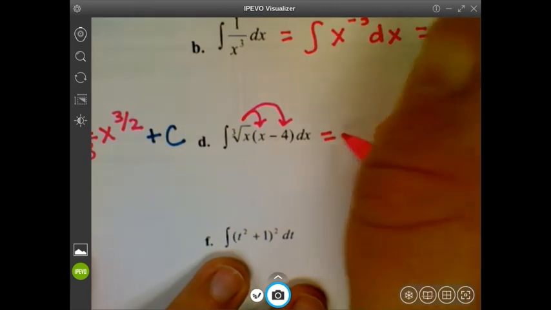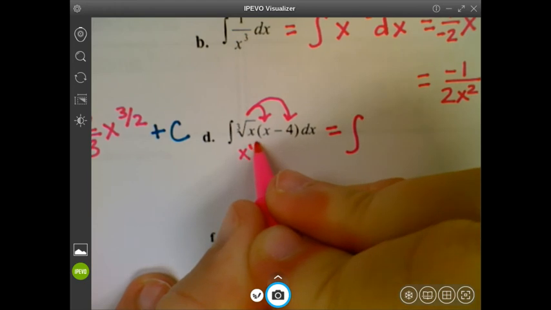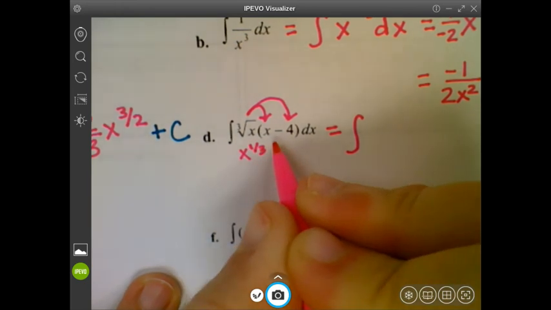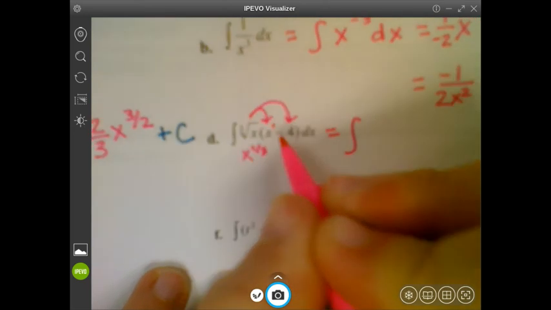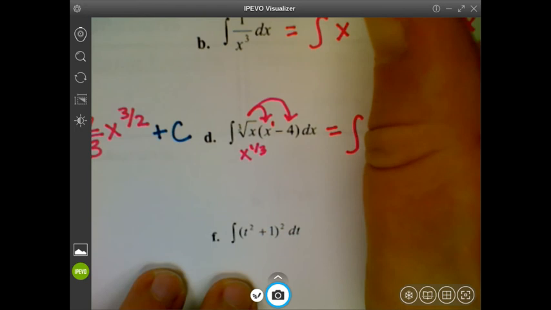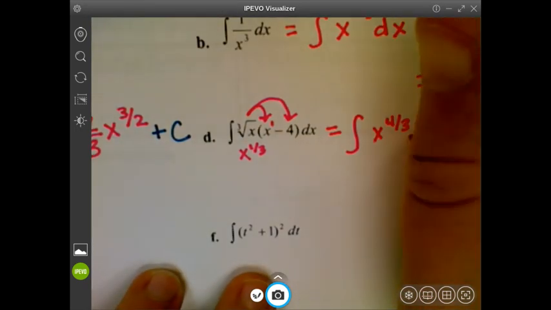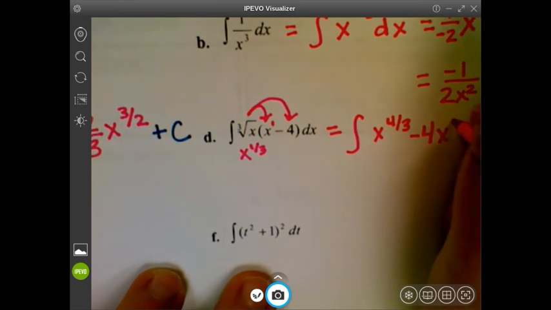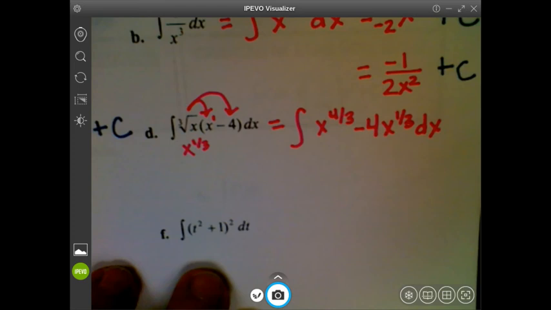All right, so this is x to the 1/3, and it's distributing to x. And what you do with those is you add their powers, right? This is x to the 1st and x to the 1/3. So add those together, you would have x to the 4/3. And then distributing again, you would have minus 4x to the 1/3 dx.